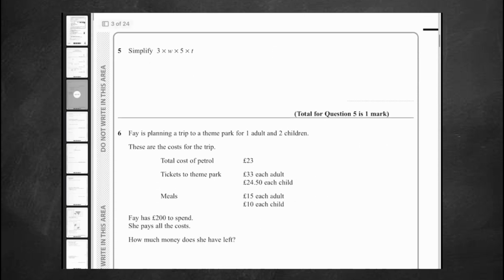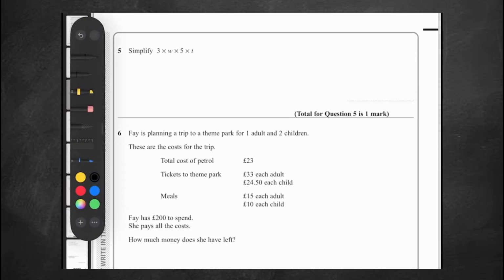Question 5. Simplify 3 times w times 5 times t. So we can simplify that just by putting all the numbers together and multiplying the 3 and the 5. So we're going to say this is 15wt.